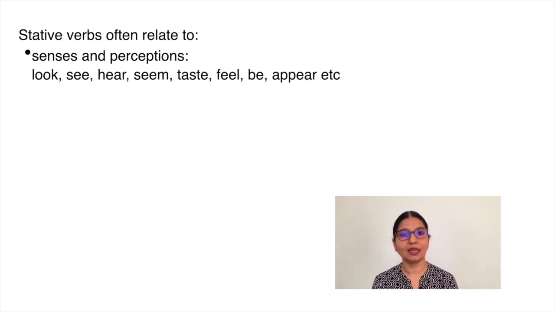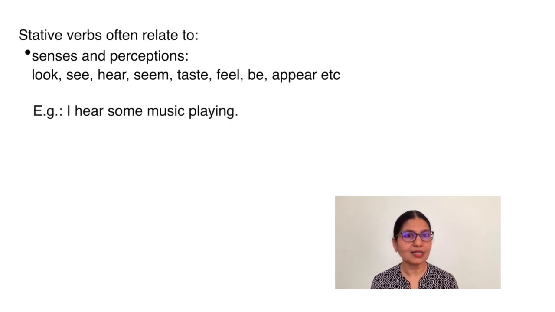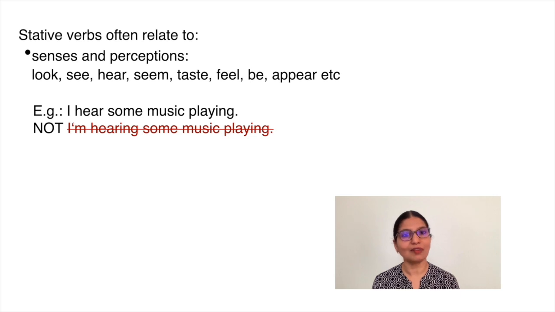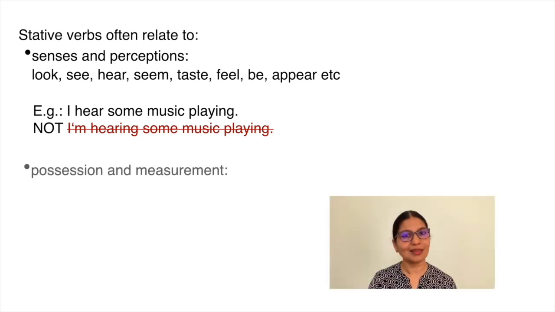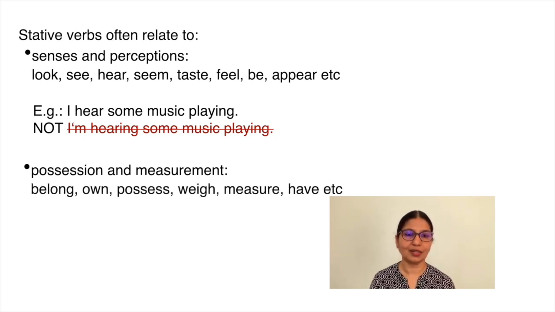Verbs can also relate to senses and perceptions. Examples are look, see, hear, taste, feel, be, appear, and so on. For example, it's correct to say, I hear some music playing, but you are not allowed to say, I am hearing some music playing, because in this case, hear is a stative verb and we cannot use a stative verb in the continuous form. Some stative verbs may also refer to measurement and possession. Examples for such verbs include belong, own, possess, weigh, measure, and so on.